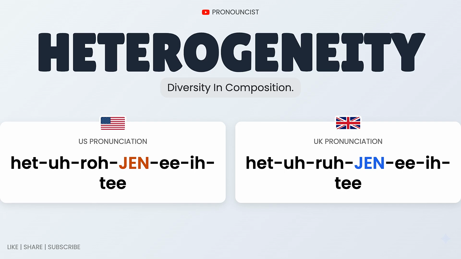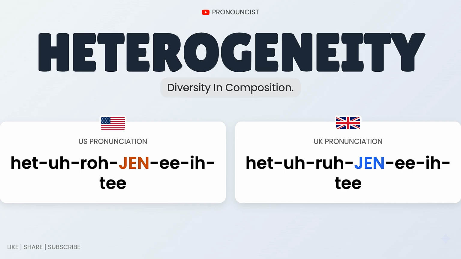heterogeneity. Now, read the syllables of British pronunciation shown on the screen naturally. Het, r, gen, I, t, heterogeneity. Het, r, gen, I, t, heterogeneity. Stress gen and keep it clear.